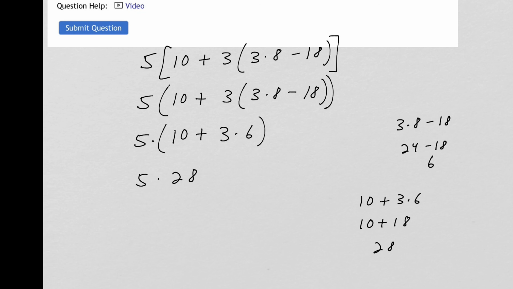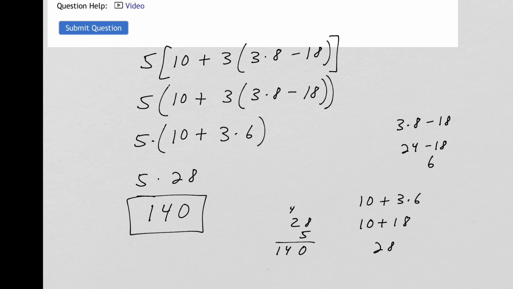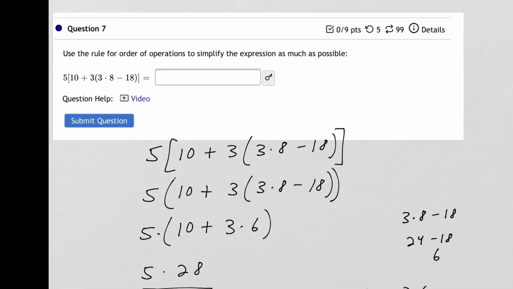Finally, that's it. I can multiply that out, and it turns out 28 times 5 is 140. Let's just do it out here. So 5 times 8 is 40. So write down the 0, carry the 4. 5 times 2 is 10 plus 4 is 14. So this is 140. So that would be my answer, 140. So this simplifies to 140, but you have to be careful. You have to use the correct order of operations. Great, thank you.